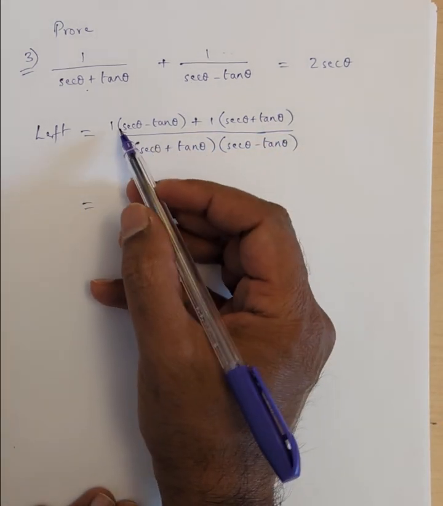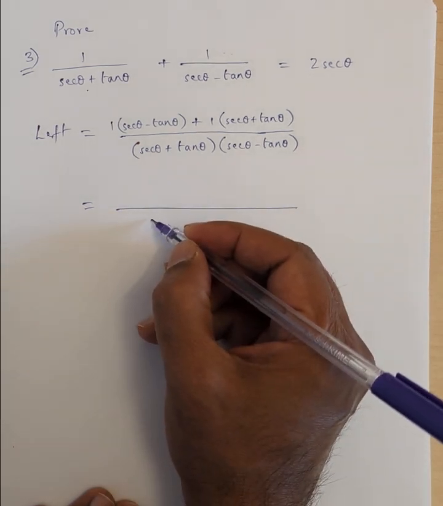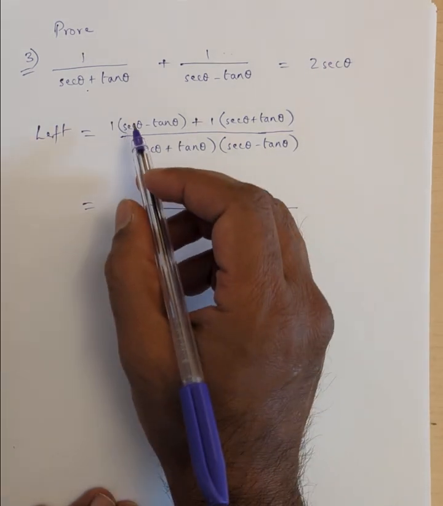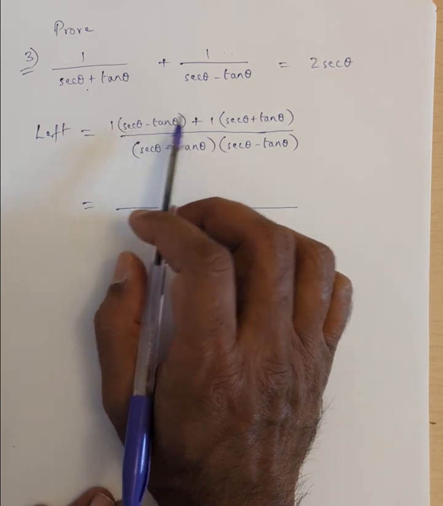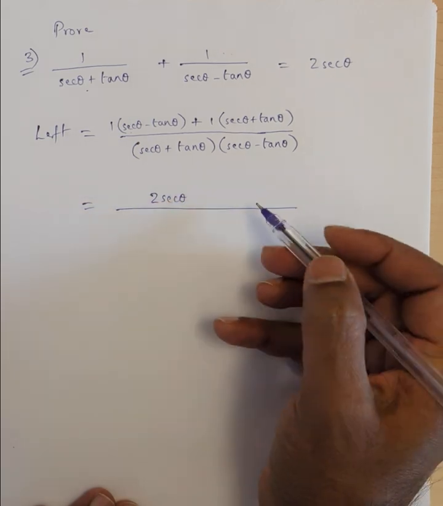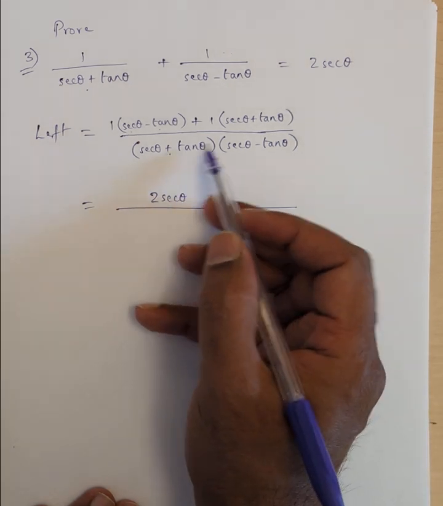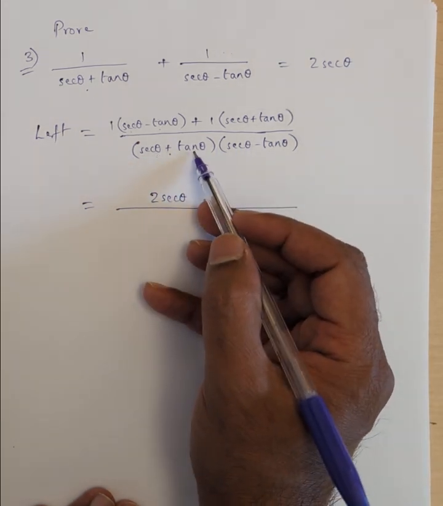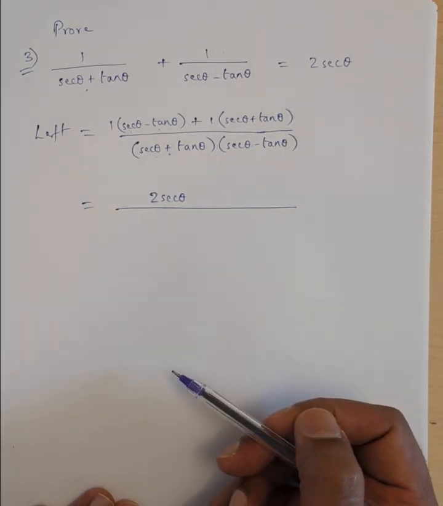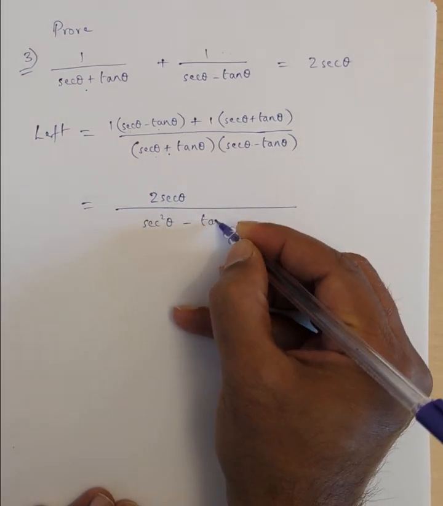All right, so let's go ahead and simplify the numerator. Let's keep the denominator. This is secant theta plus secant theta, so that is 2 secant theta. And then negative tan theta plus tan theta, they cancel each other out. And look at the denominator. It says secant theta plus tan theta, secant theta minus tan theta. Now you can invoke the difference of squares formula. You get secant square theta minus tan square theta.